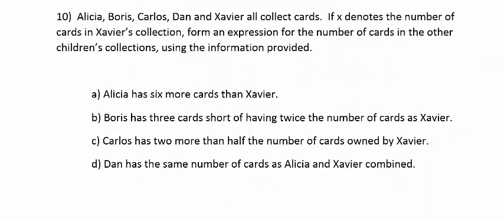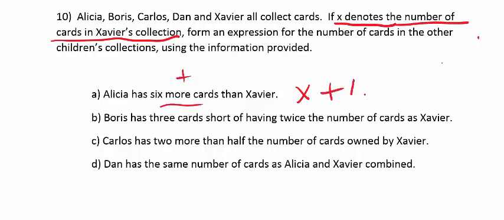Number 10. Alicia, Boris, Carlos, Dan, and Xavier all collect cards. If X denotes the number of cards in Xavier's collection, form an expression for the number of cards in the other children's collections using the information provided. So as the word problem says, we're going to let X denote the number of cards in Xavier's collection. So if Alicia has 6 more cards than Xavier, we're going to take Xavier's amount, which is X, and we're going to do 6 more than that. Well, more than means to add, so we're going to add 6 to that, and that expression is for Alicia's number of cards.